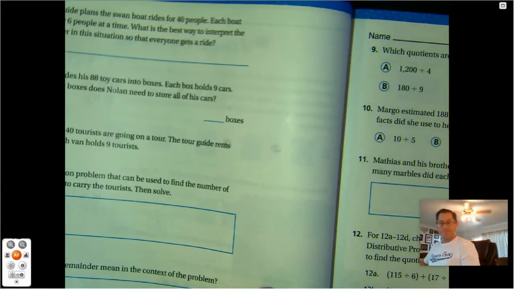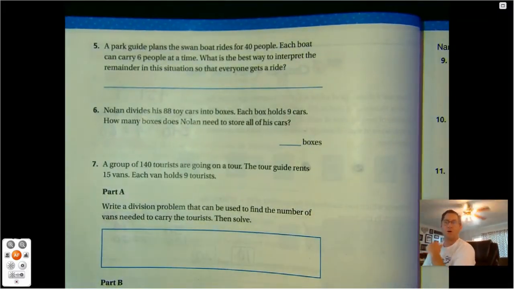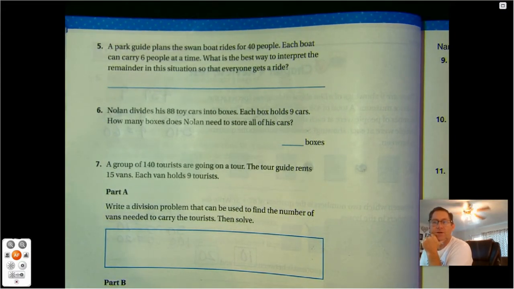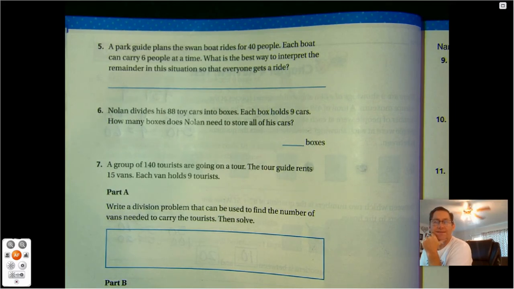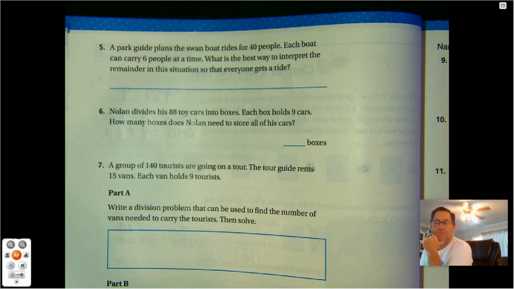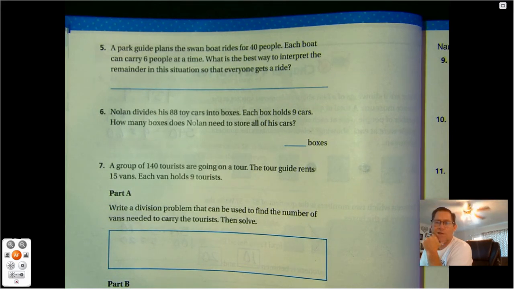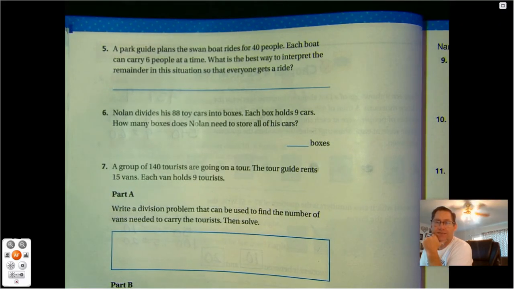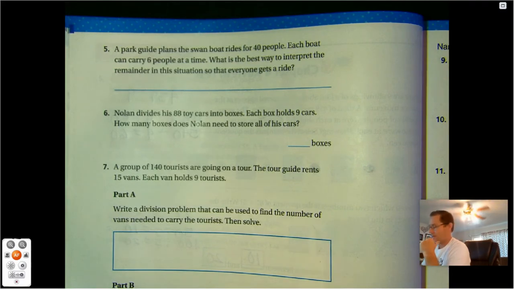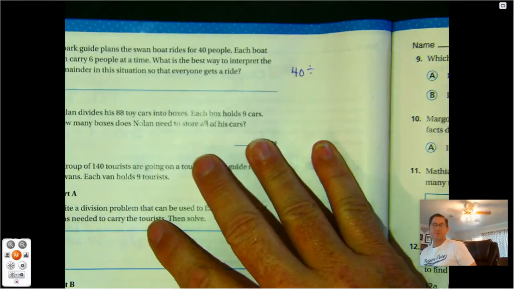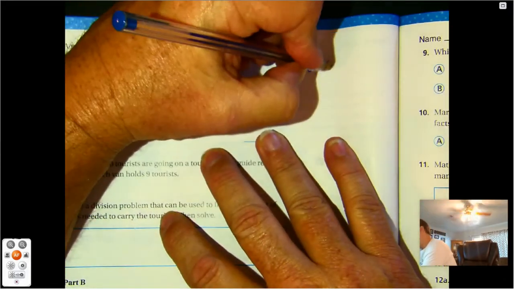Number 5. A park guide plans the swan boat rides for 40 people. Each boat can carry 6 people at a time. What is the best way to interpret the remainder in this situation so that everyone gets a ride? So 40 people want to ride the swan boats. Each boat can only carry 6 people at a time.